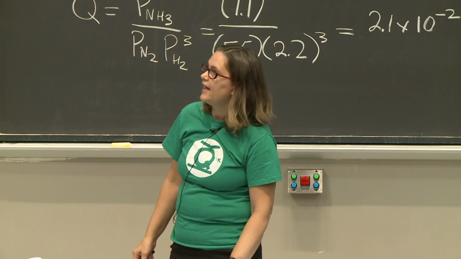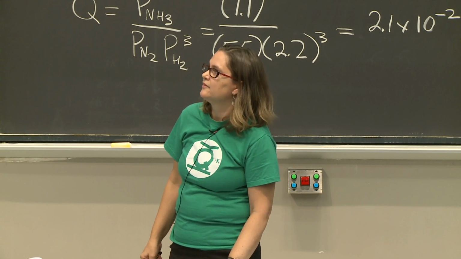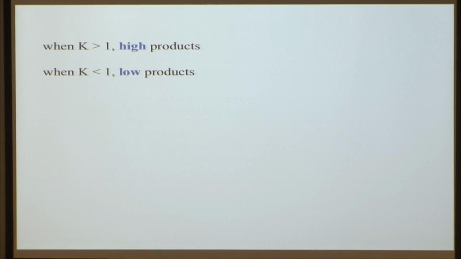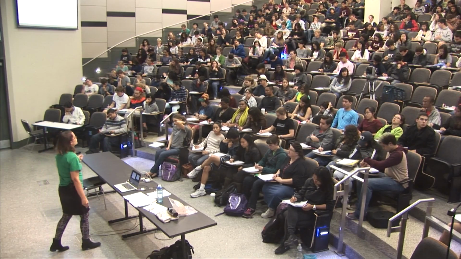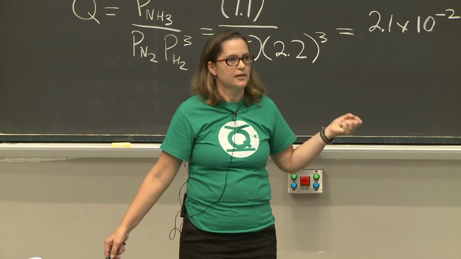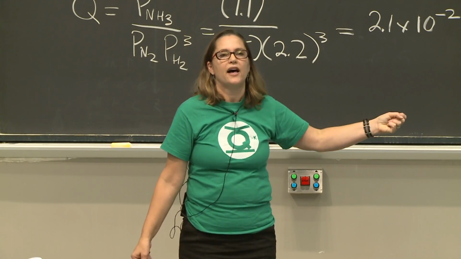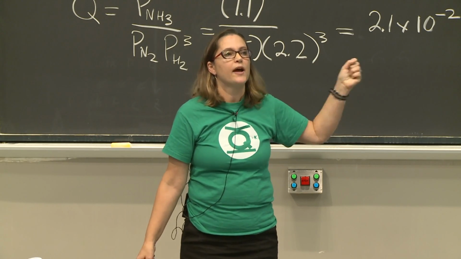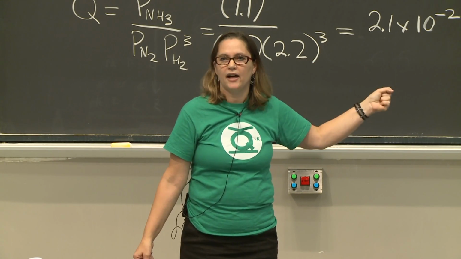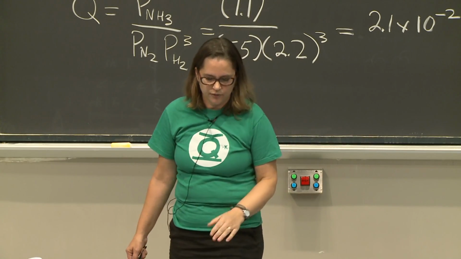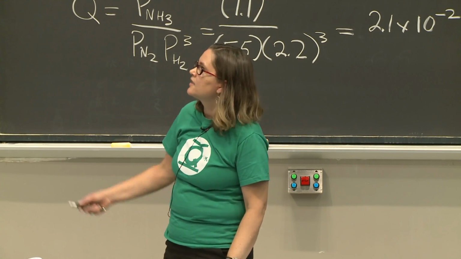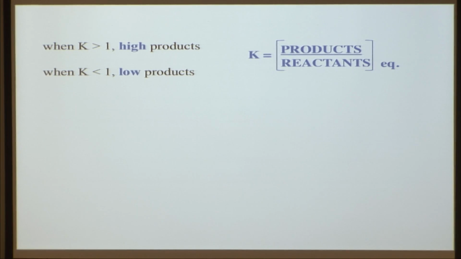But if you have a small value for K, then you're going to have low products at equilibrium. So this is a good thing just to think about and check yourself when you're doing these problems. Does my answer actually make sense? And if you see a big value for K, you're like, great. If I want products, I want a big value for the equilibrium constant, means that this reaction is going to give me a lot of what I want, a lot of my products. Because again, K is products over reactants at equilibrium.